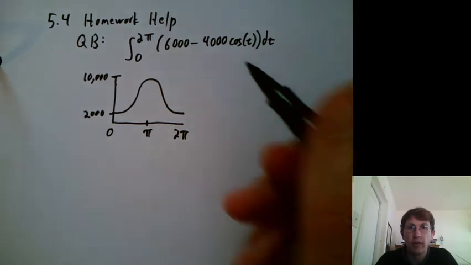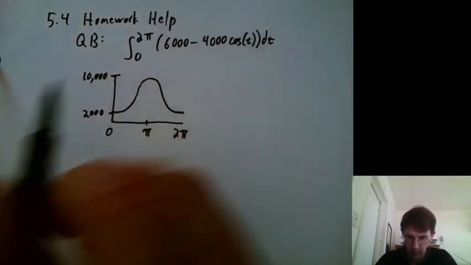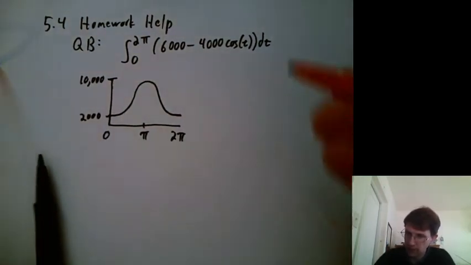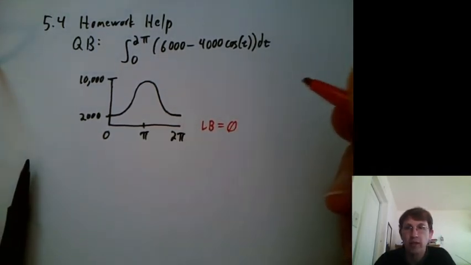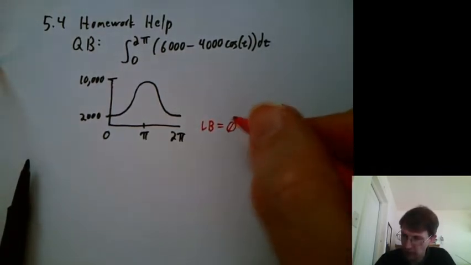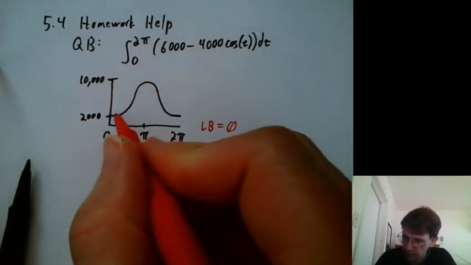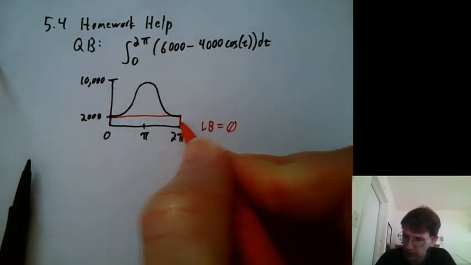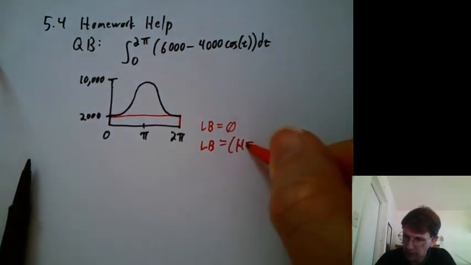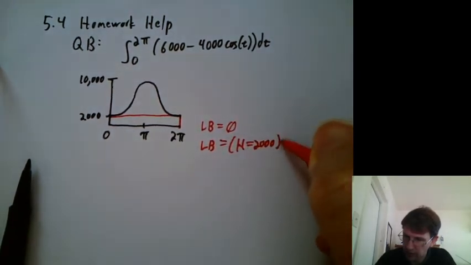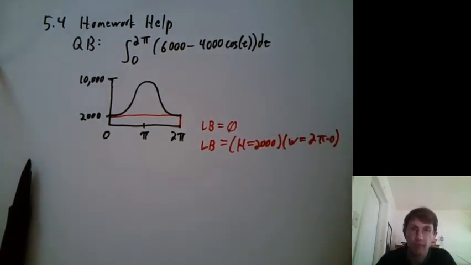Right, so we want the area under that curve. The first thing I would do is say, what's a lower bound? Well, obviously the area under this curve has to be positive, so a quick lower bound is 0. A better lower bound, we could say, let's draw a box of height 2,000, so height 2,000 and width of 2 pi minus 0.